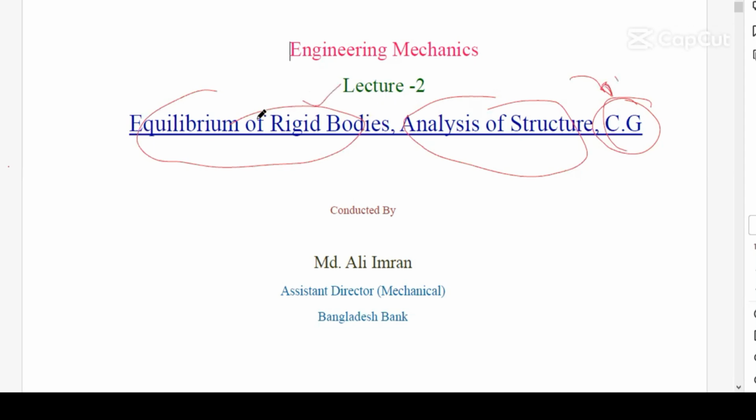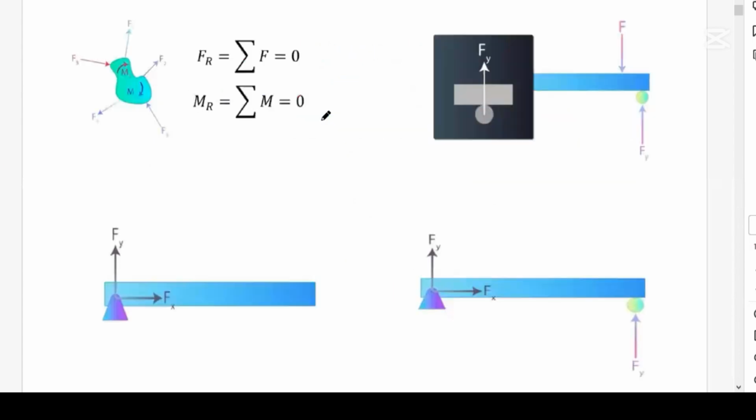I'll discuss equilibrium of rigid bodies and analysis of structure. Analysis of structure means truss related problems. What is equilibrium of rigid bodies about? Whenever we come to the topic of equilibrium of rigid bodies, we come across three things.